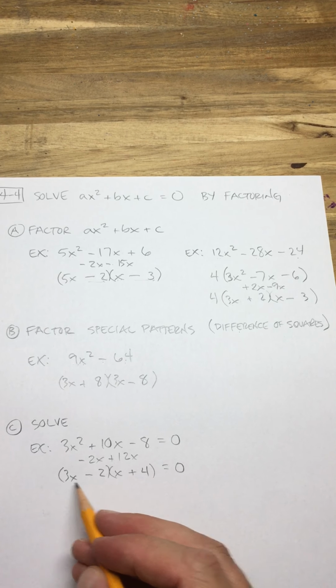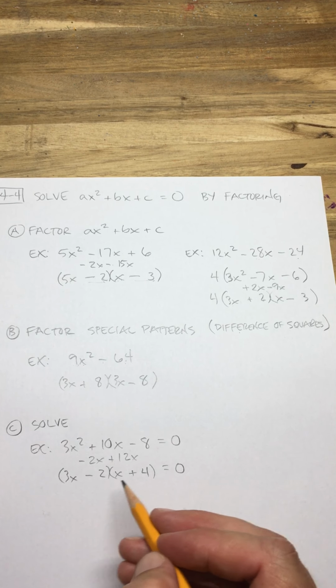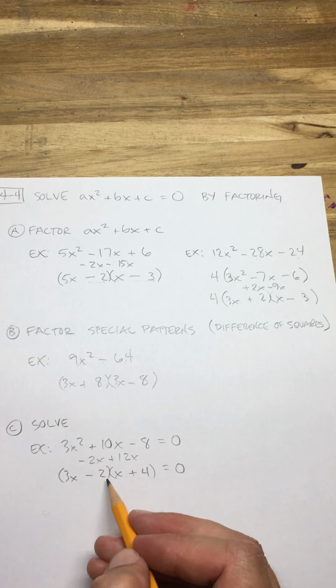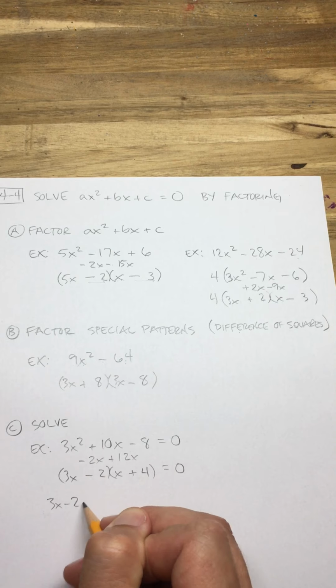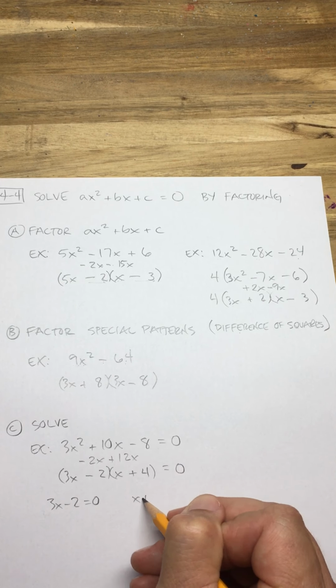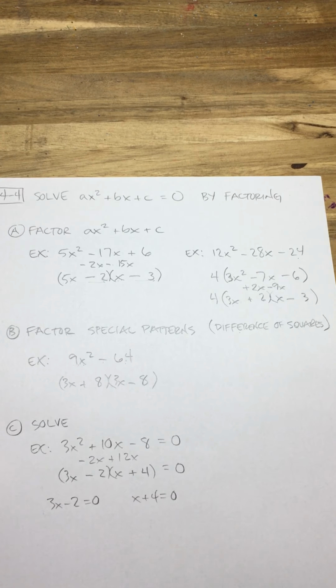And now I know that this times this equals 0. If this times this equals 0, then I know that either this equals 0 or that equals 0. So I'm just going to break it up. 3x minus 2 equals 0, and x plus 4 equals 0. This is where you write two equations, okay?